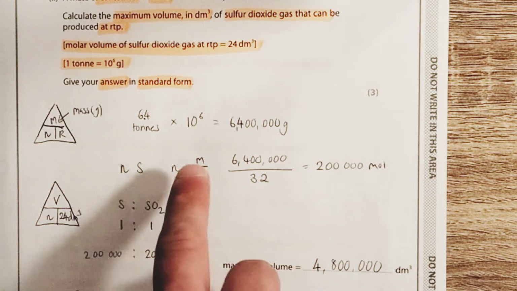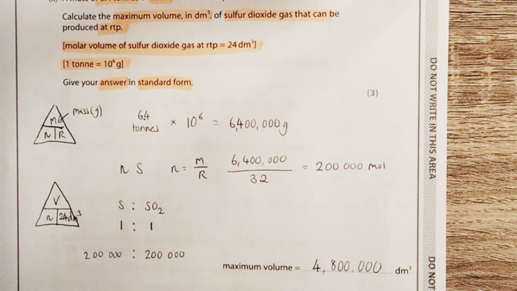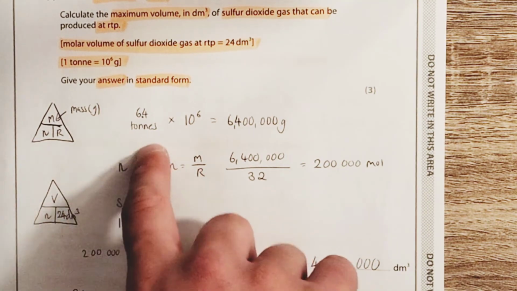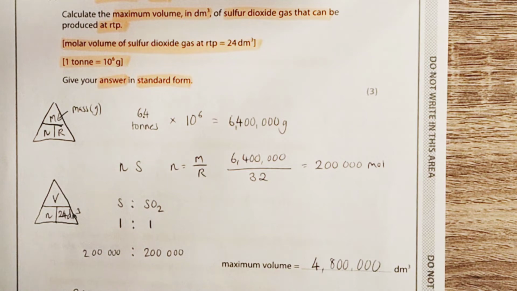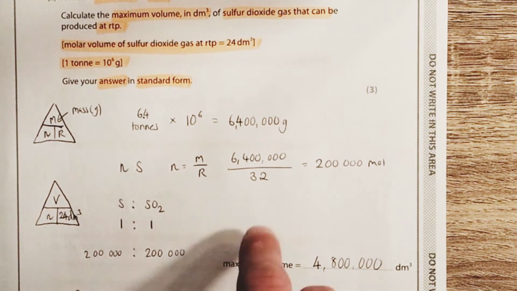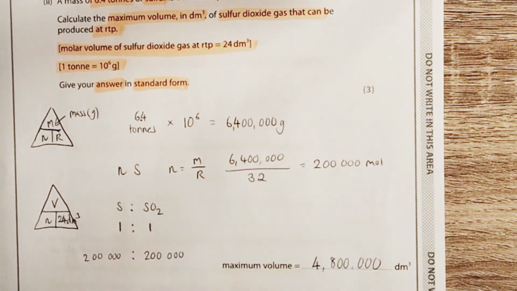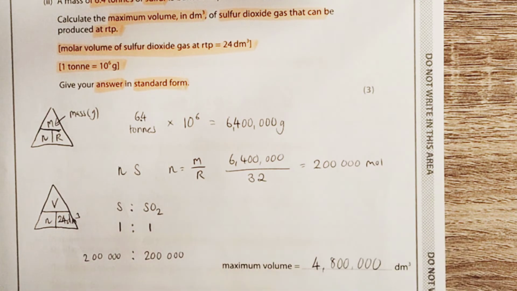Firstly, what would I do first? I would convert my 6.4 tons of sulfur into grams, which I could then use in my mole mass conversion triangle. So 6.4 tons times a million, or 10 to the 6, is 6,400,000 grams of sulfur. Loads of sulfur. The moles of sulfur, moles is mass divided by relative mass, would be 6,400,000 grams divided by 32, the relative mass of sulfur, which is 200,000 moles of sulfur.